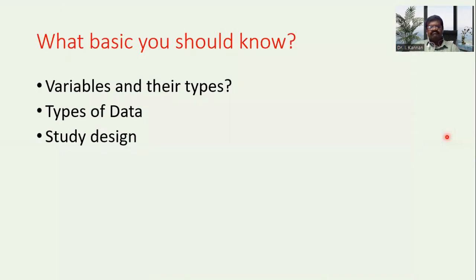Okay, so when you want to decide the statistical analysis for your research study, you have to have some basic knowledge of certain things involved in your research study. First, you should know what a variable is and what the different types of variables are. Number two, when you identify your variables, what type of data each variable is going to generate. That also you should thoroughly understand. And finally, what type of study design is involved in your research study.